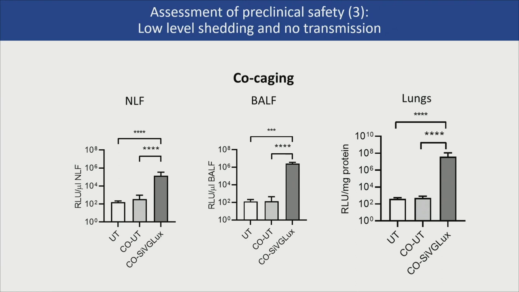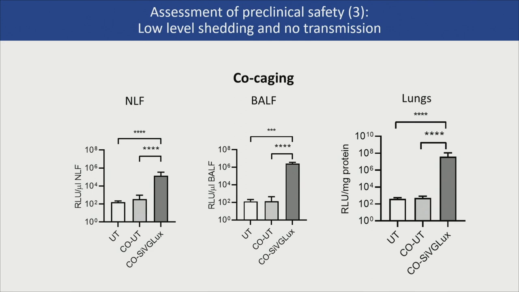And so these in the blacker bars are mice who have been transduced, and the middle bars in each case are the mice that have been co-caged with them compared to a completely untransduced mice. And I think you can see whether you're looking at the nasal lavage, the bronchiolar lavage, or the lungs, there is no evidence of that sort of transmission.